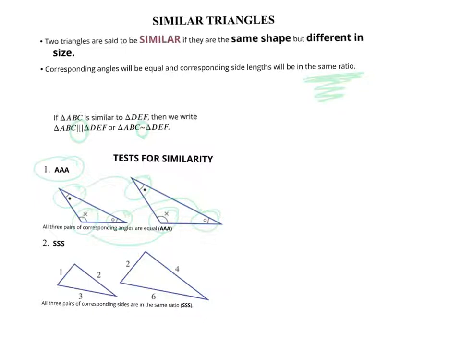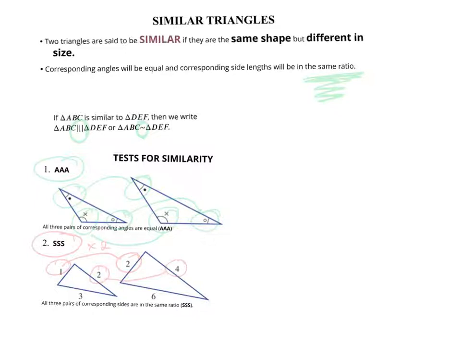Now the next rule, which is side, side, side: all three sides have to be in ratio. This is where it becomes interesting. So let's have a look at the corresponding sides. This side corresponds to this one. What have we done to get from the smaller one to the bigger one? We've times by 2. This one corresponds to this one.